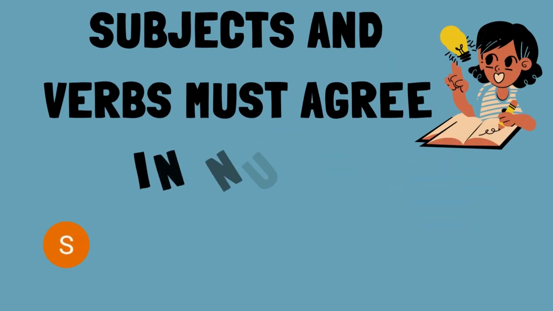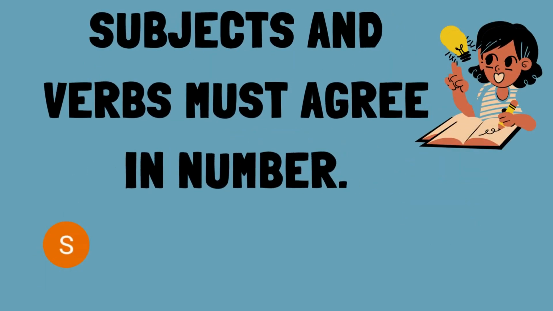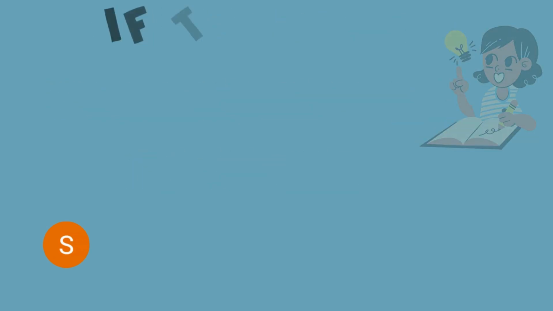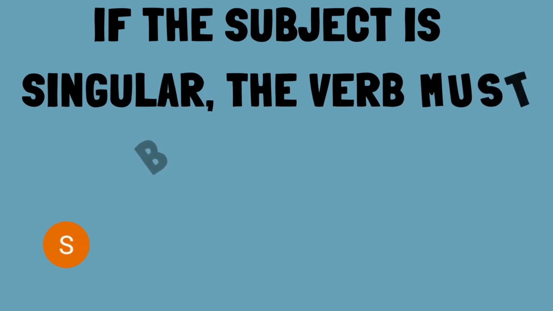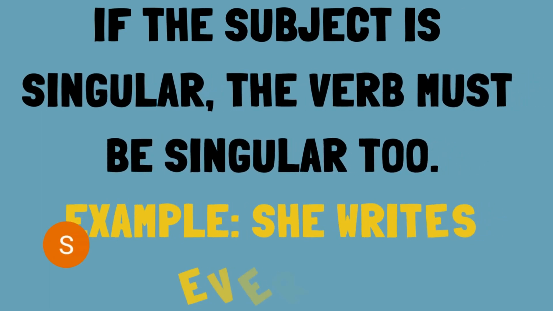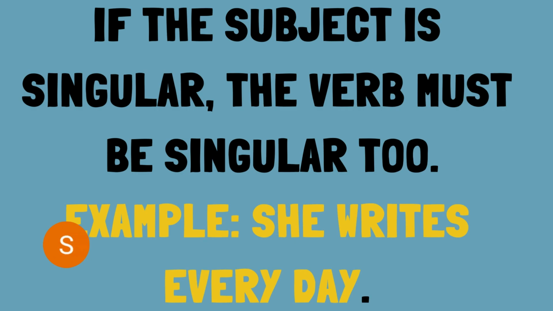The very basic or fundamental rule that we must follow is that subjects and verbs must agree in number. Here by number we mean whether the subject is singular or plural. Accordingly, we'll be using the verbs. And the rule says if the subject is singular, the verb must also be singular. See, for example, she writes every day. Here, she is the subject and is singular, and writes is the verb which is also singular.